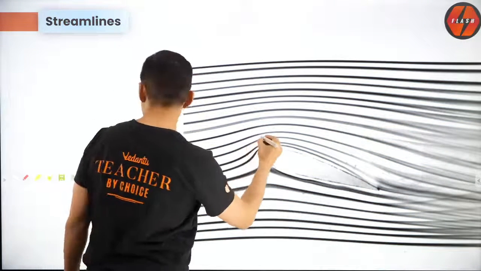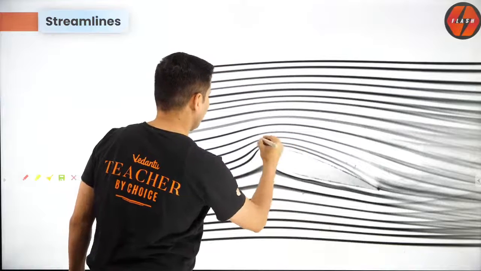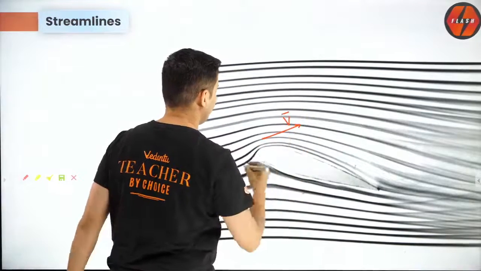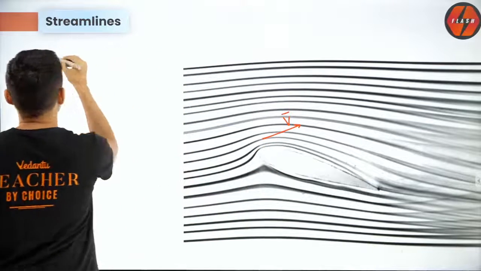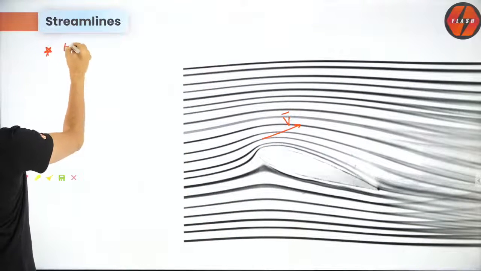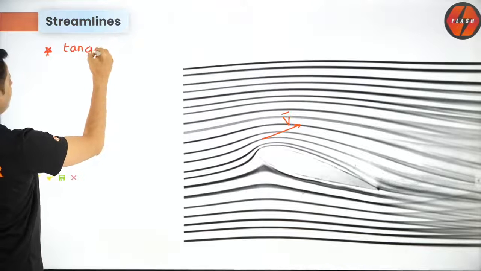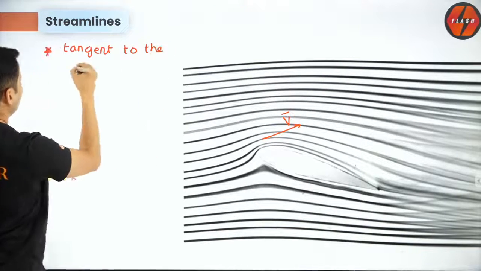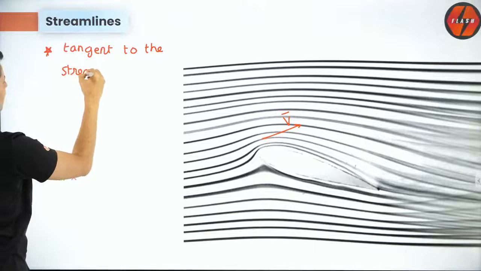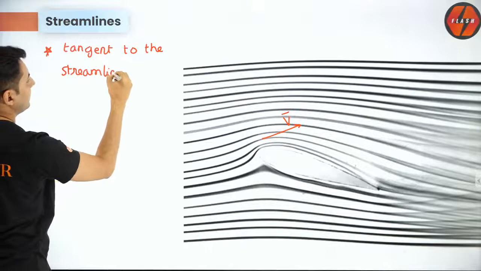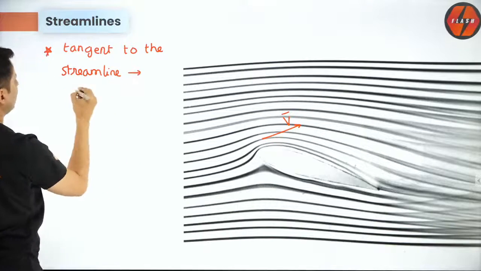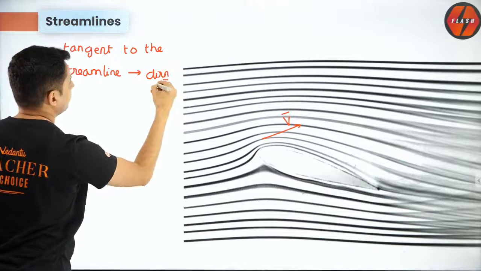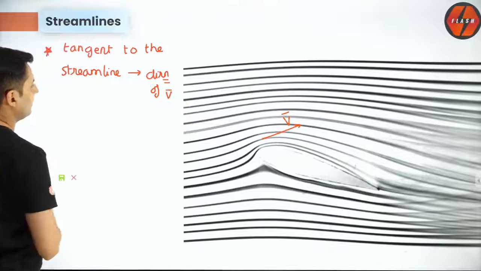If I draw a tangent, that will give me the direction of velocity. So first important pointer, the tangent to the streamline gives me nothing but the direction of velocity. That's what it gives me.